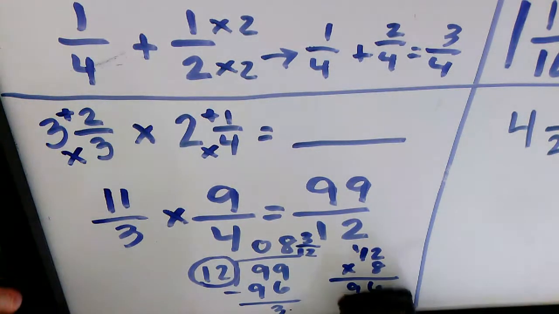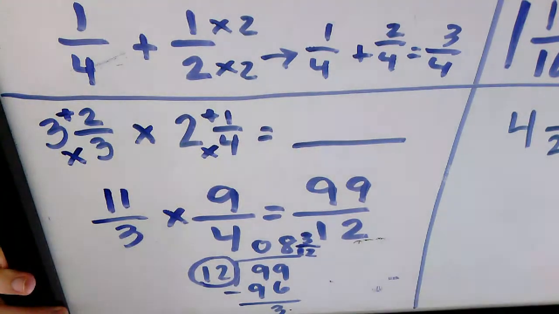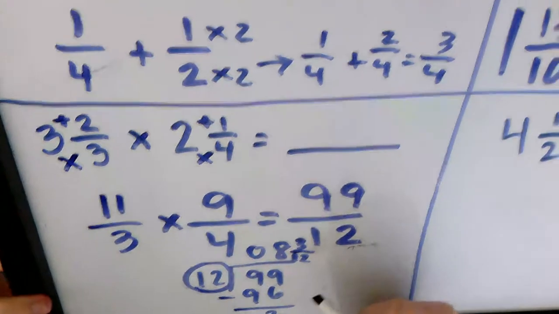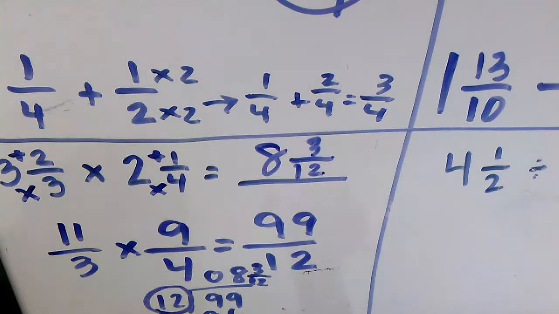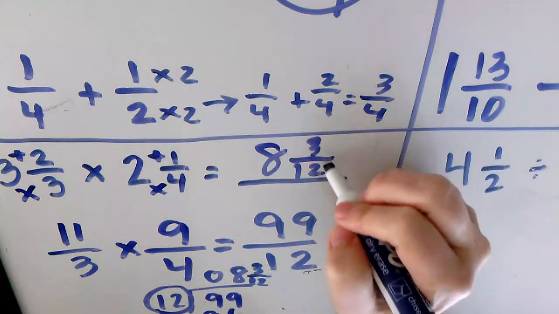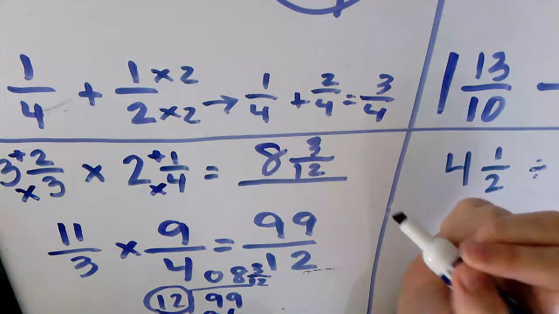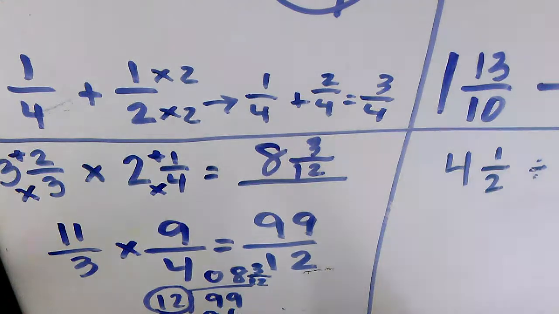So I'm going to erase a little bit of my work so that you can see it. And my final answer is going to be 8 3/12. Yes, you can simplify. You don't have to. I don't believe on IXL you have to simplify if you come across that. I could be wrong. I haven't done it on IXL. But to simplify, you would just find a number they have in common and divide to make the fraction smaller.